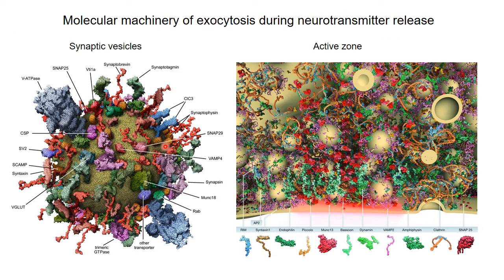As you can see here from these two models of synaptic vesicles in the active zones, the molecular machinery of exocytosis is really complicated. There are many proteins in synaptic vesicles, and there are many proteins at the active zone that play a role in this process. We're going to be mentioning just some of these proteins.